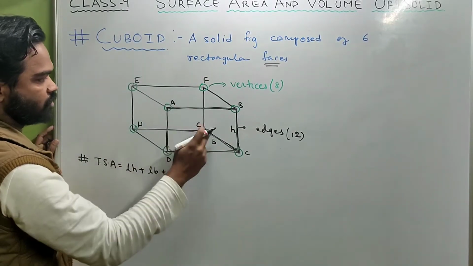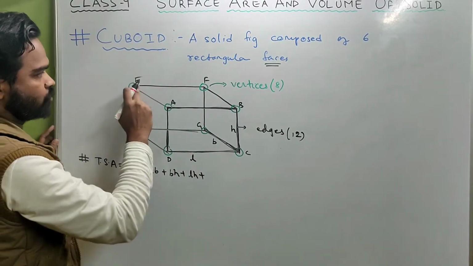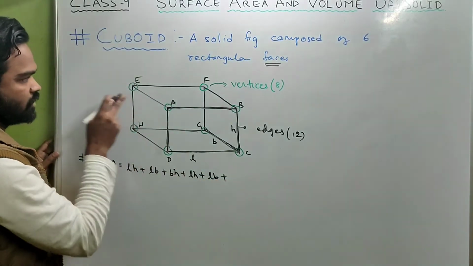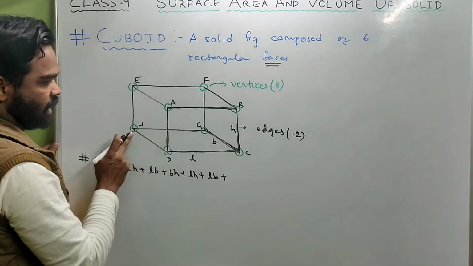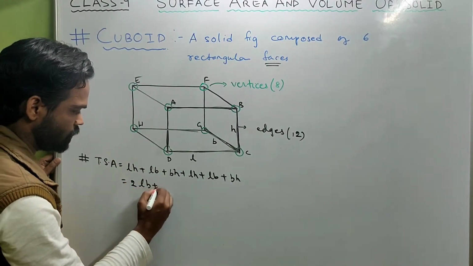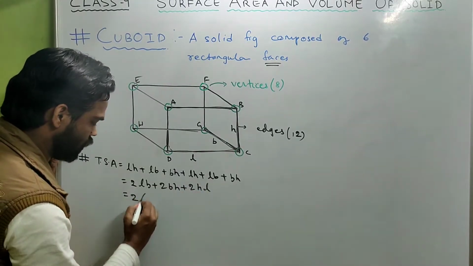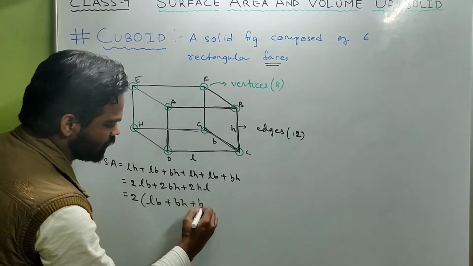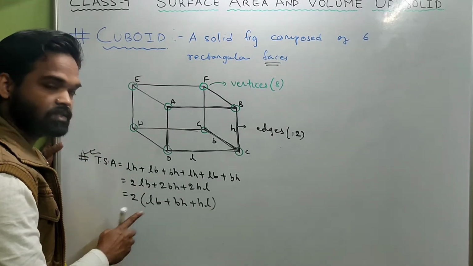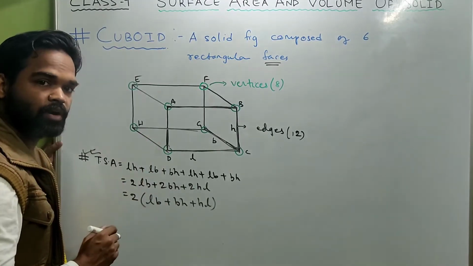Similarly, EFGH, just L into H. And the topmost portion, EFBA, that's length into breadth, and this face, EADH, again that's breadth into height. So this becomes twice LB plus twice BH plus twice HL, or LH, same thing. So 2 taken common is LB plus BH plus HL. So the total surface area of a cuboid is given as 2(LB + BH + HL), where L is the length, B is the breadth, and H is the height for this cuboid.